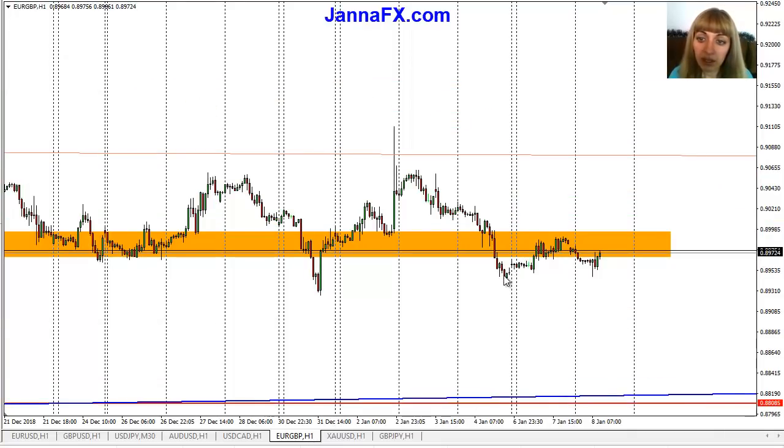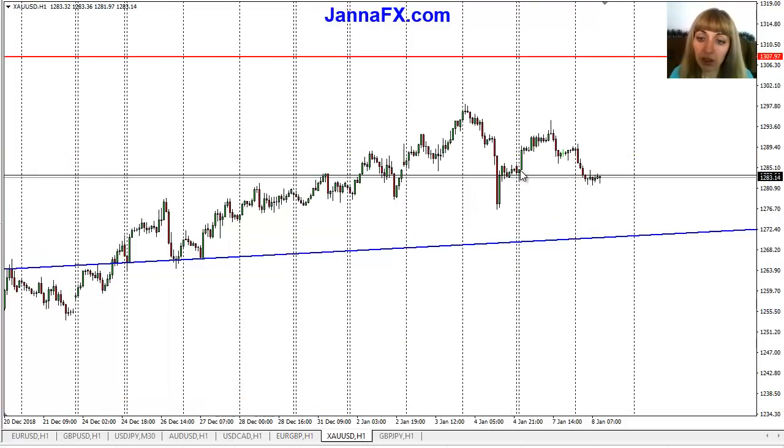Euro pound, as you can see, that's what I was warning you about, as I would have expected it to turn around in here and consolidate, and once again back into the area and placing the orders as usual.